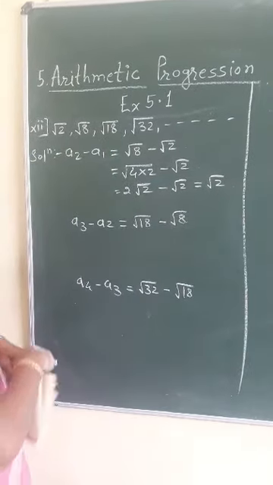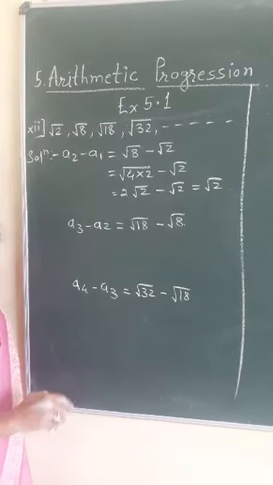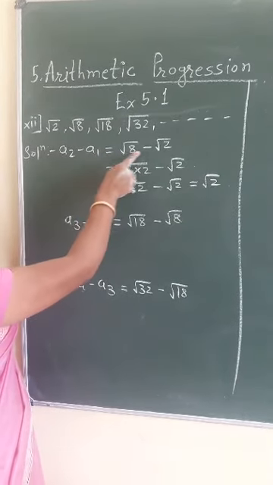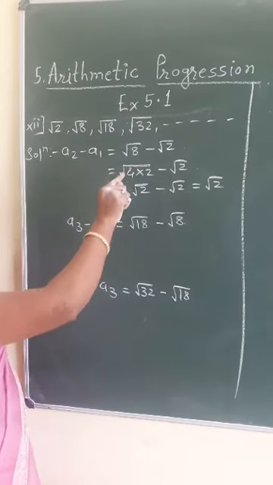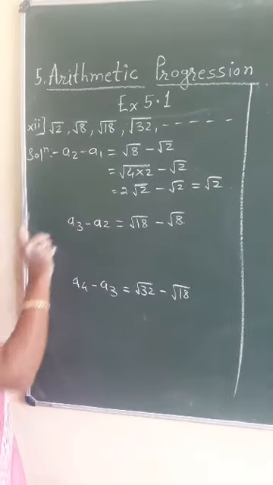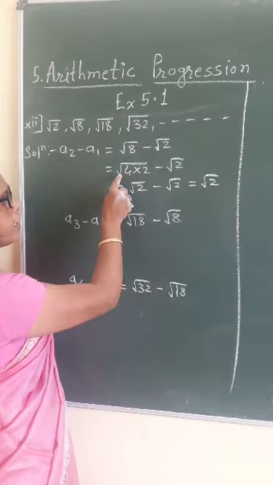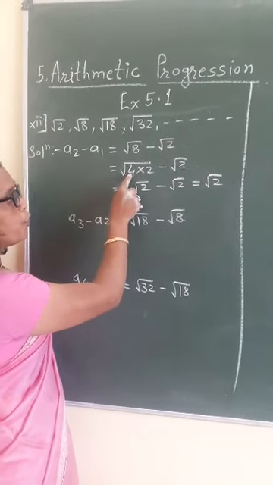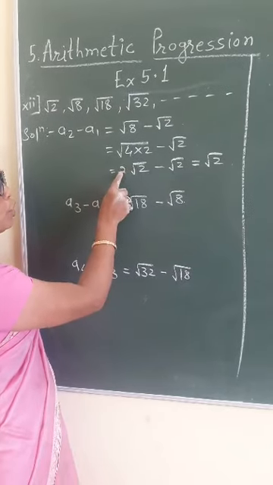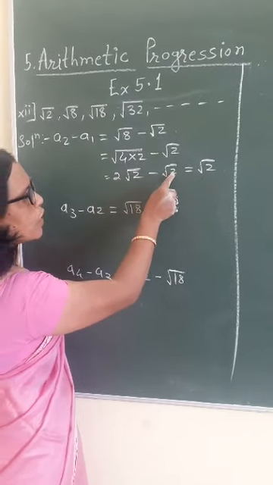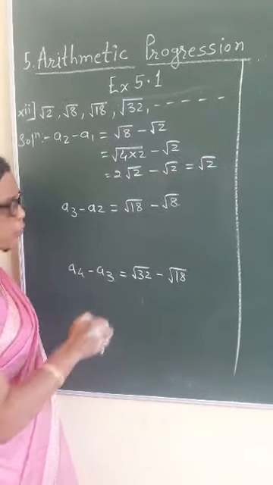If it is the 12th problem: root 2, comma, root 8, comma, root 18, comma, root 32 dot dot dot. Now we will find A2 minus A1. A2 is root 8 minus root 2. You will think root 8 minus root 2 can't be possible. But root 8 can be written as root of 4 into 2, and the square root of 4 is 2. So 2 root 2 minus 1 root 2 is root 2. Okay.